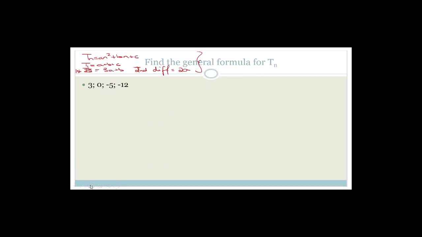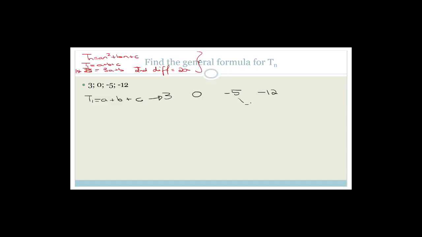So first thing I'm going to do is rewrite this nice and spaced out so that I've got space to work. So we've got 3, 0, minus 5, and minus 12. So this here is term 1. So that is equal to a plus b plus c. Agreed?